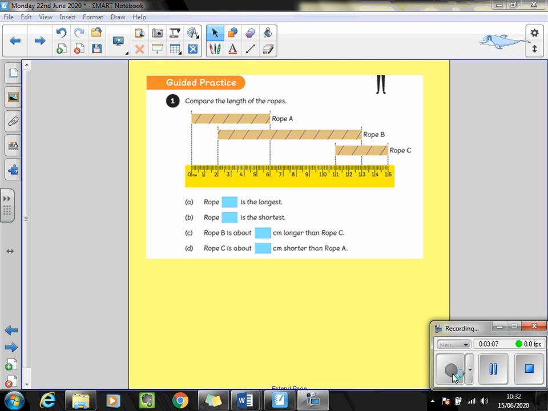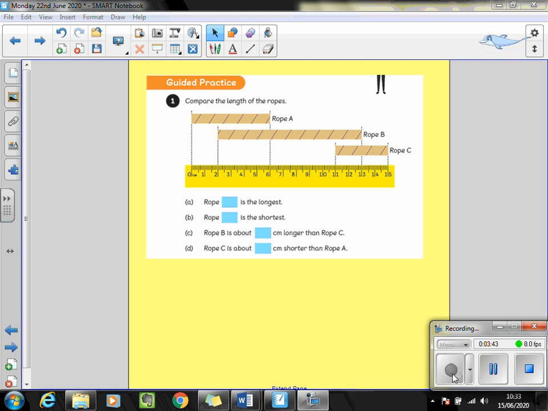Now moving on to our guided practice. Question 1, very similar to the one we've just done in our in focus task. Can you compare the length of the 3 ropes? Rope A, rope B, and rope C. We want to know which rope is the longest, which rope is the shortest, and then I want you to think carefully about rope B is how many centimetres longer than rope C, and rope C is about how many centimetres shorter than rope A.